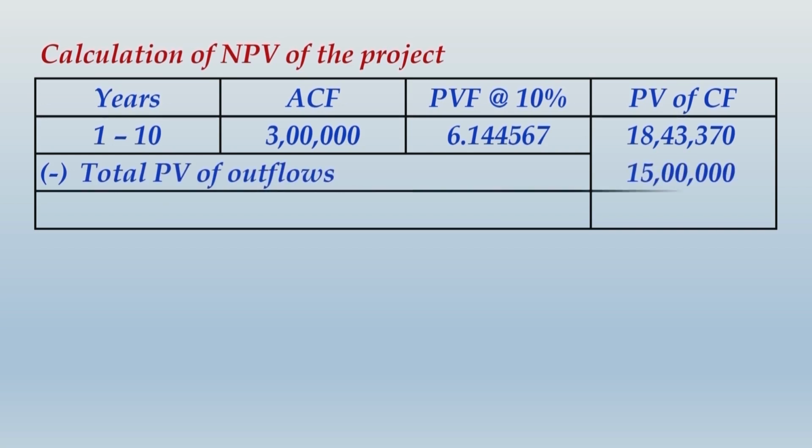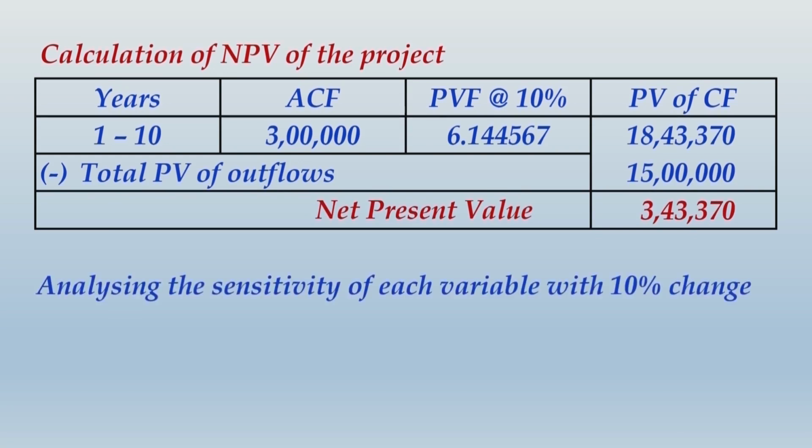From that you subtract the total PV of outflow, you get NPV, that is the net present value. Thereafter you have to analyze the sensitivity of each variable with 10% change. So please write up this calculation of NPV and this line that we are about to analyze the sensitivity of the project, and then we move ahead.